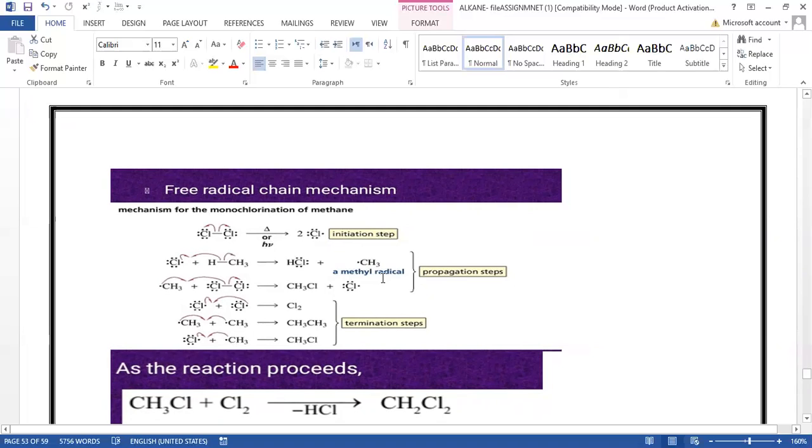And this is how the reaction propagates in the propagation step. Again the chlorine free radical attacks the methyl free radical and it forms methyl chloride. And this chlorine free radical attacks chlorine and forms a chlorine molecule, and this is how we get the alkyl halide as our desired product.